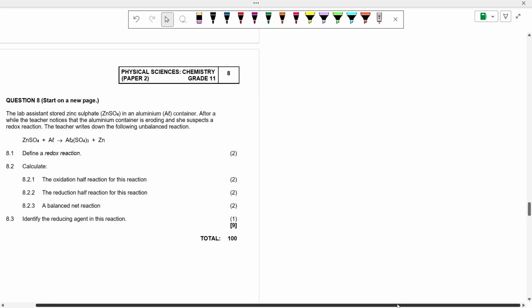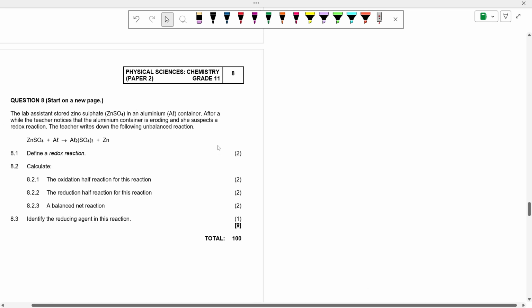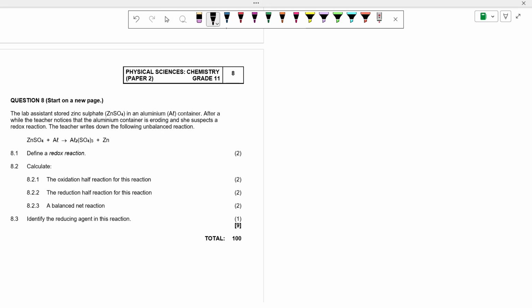I'm not sure. It says the lab assistant stored zinc sulfate in an aluminum container. After a while, the teacher notices that the aluminum container is eroding and she suspects a redox reaction. The teacher writes down the following unbalanced reaction. Okay, so basically taking an aluminum container and we're putting zinc inside.